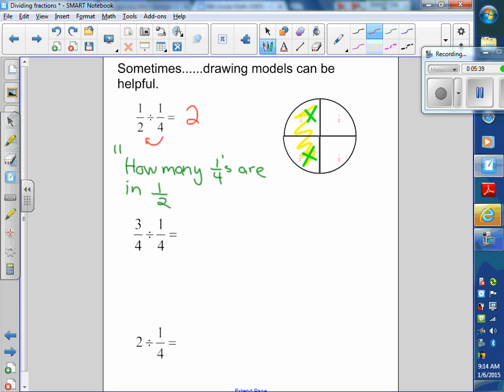So Sophie, what does this mean? How many fourths go into 3/4? How many fourths go into 3/4? So what do you think, Sophie? 3. 3, right? Here's 3/4 right here. And there's 1, 2, 3. That one's easier, right? Okay, Alex, what does this mean?